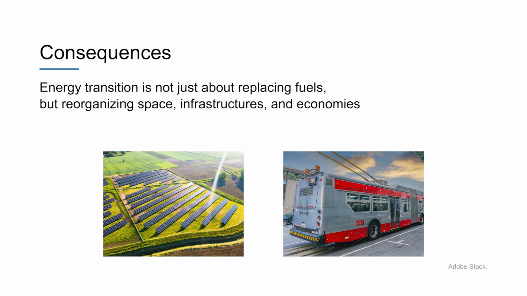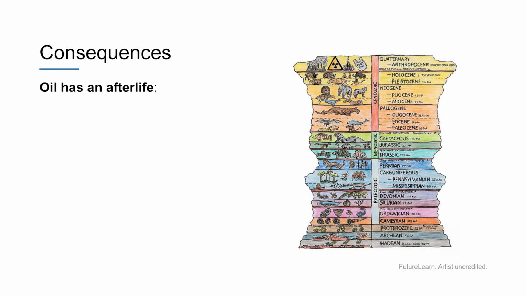But energy transition is not just about replacing fuels. It's also about reorganizing space, infrastructures, and economies. So, for instance, where do we build solar farms rather than oil fields? Or how much street space do we allocate to electrified public transit rather than personal automobiles? It becomes this sort of opportunity to rethink how space is structured and also how we relate to the lithosphere and to our planet. And even if we succeed in transitioning away from petroleum, oil still has an afterlife.